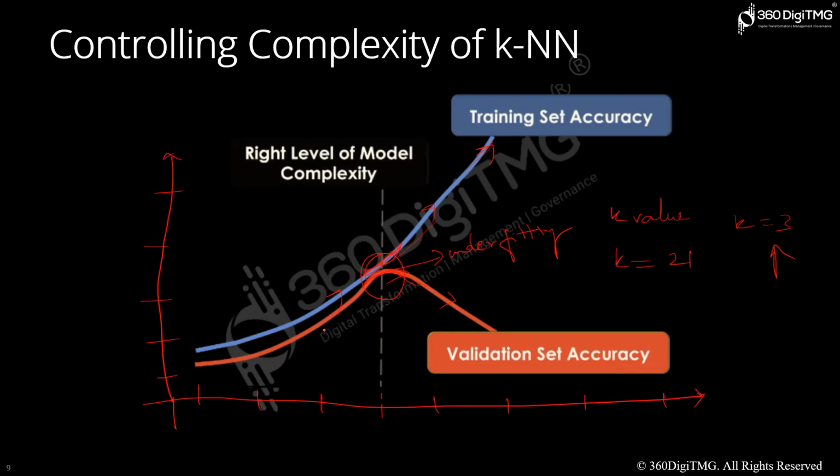If the training accuracy increases and validation accuracy decreases, this is called underfitting. But in another case where the training set accuracy increases along with the validation set accuracy, then it is called overfitting.